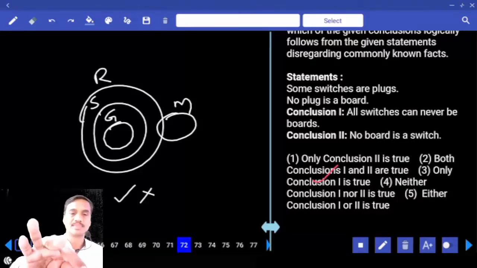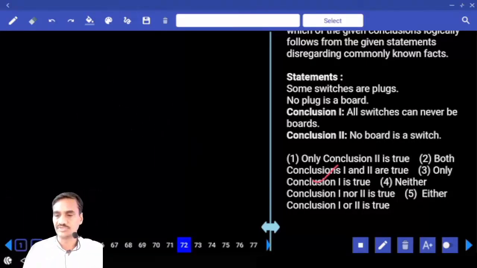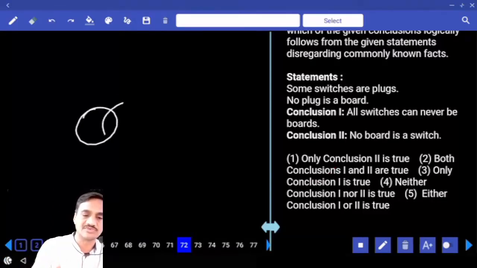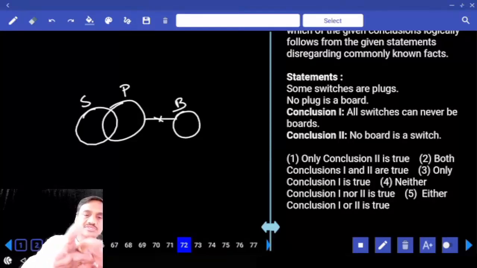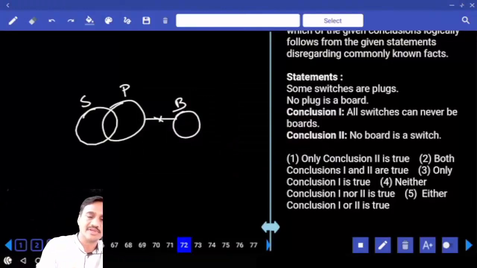Then 72. Now in this 72, some switches are plugs. Some switches are plugs can be written like this, a switch and a plug. And at the same time, no plug is a board. No intersection between plug and board. And all switches can never be boards, this entire set of switches cannot be boards or not. Now I need to check whether all switches can be boards or not.